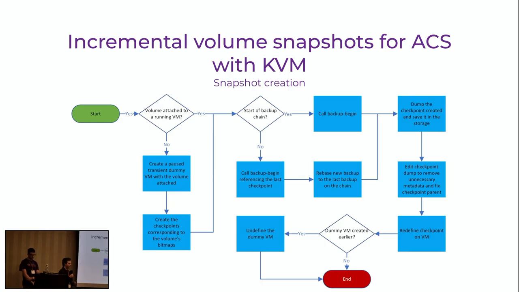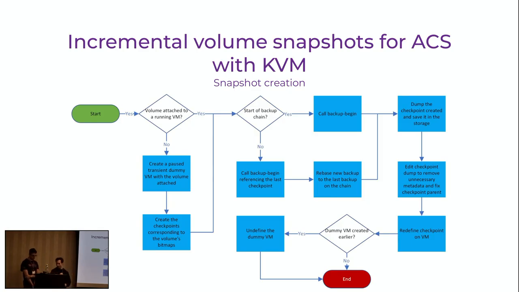So what we do when we have a volume that is unattached or attached to a stopped virtual machine is that we create a dummy virtual machine that will be paused. It will not mess with our volume. And we just use it as a vessel to call the APIs that we need.